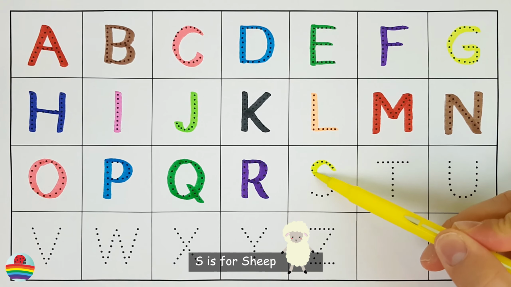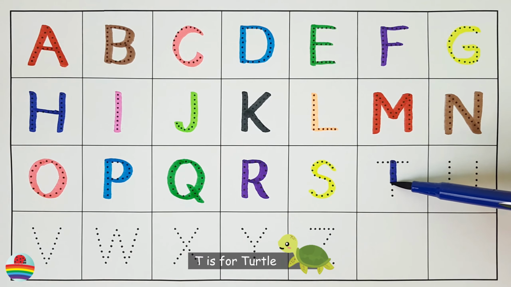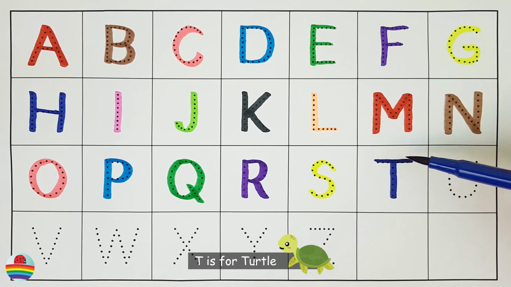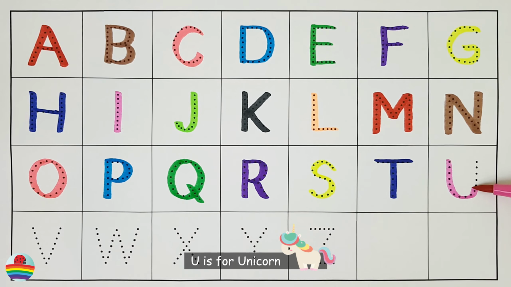S. S is for sheep. T. T is for turtle. U. U is for unicorn.